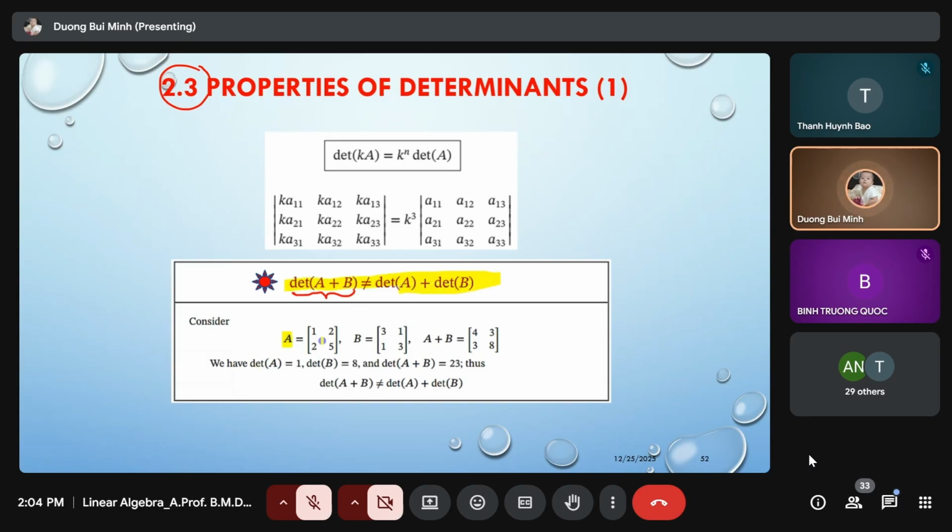For example, here we have A and we have B. The determinant of A is 1, the determinant of B is 8, and for A plus B, you get the determinant of A plus B is 23. So again, the determinant of A plus B will be different from the determinant of A plus the determinant of B. And we already know this property, right? The determinant of k times A is k to the power of n, and we know A has n rows and n columns, so you get k to the power of n times the determinant of A.